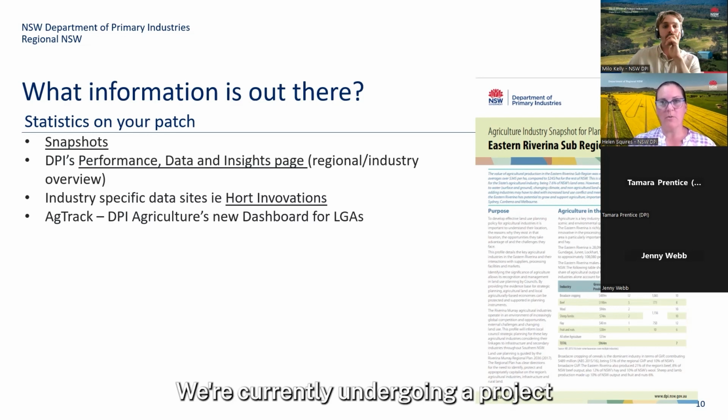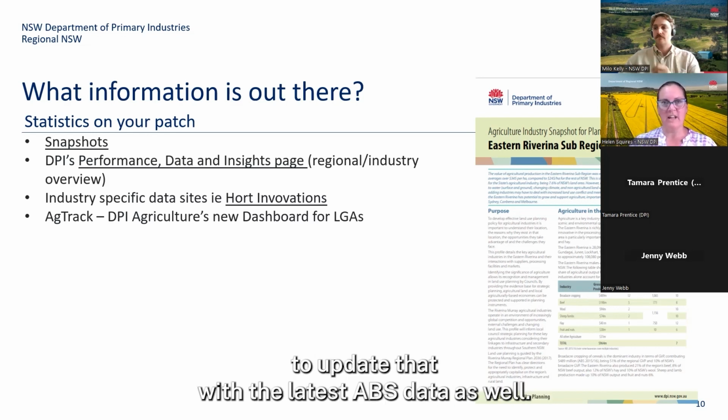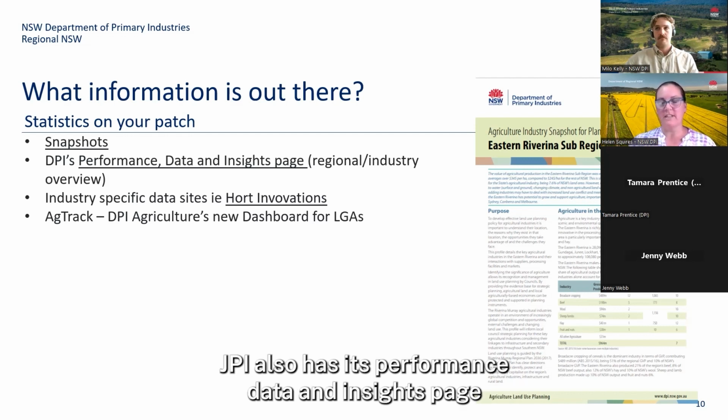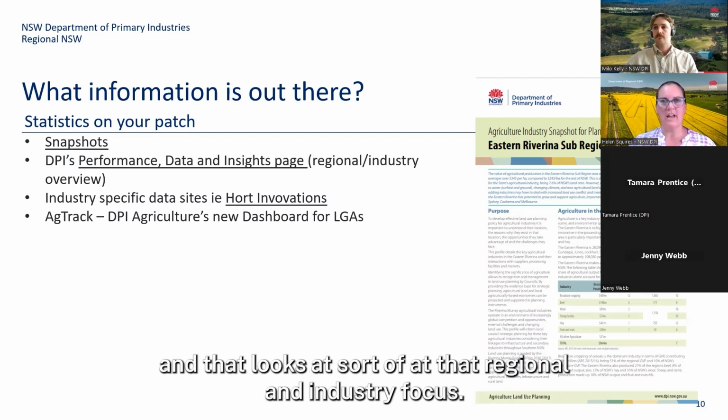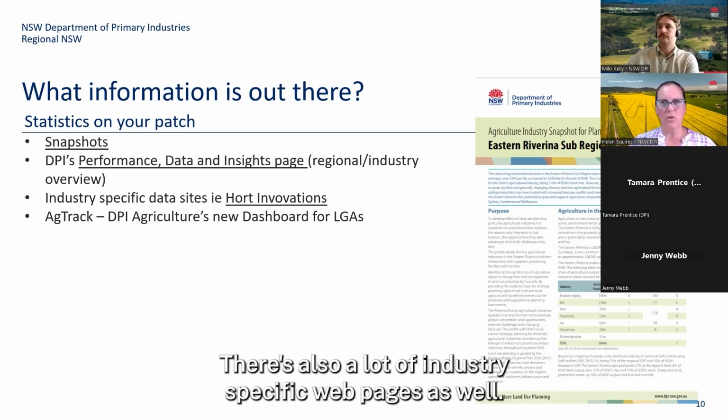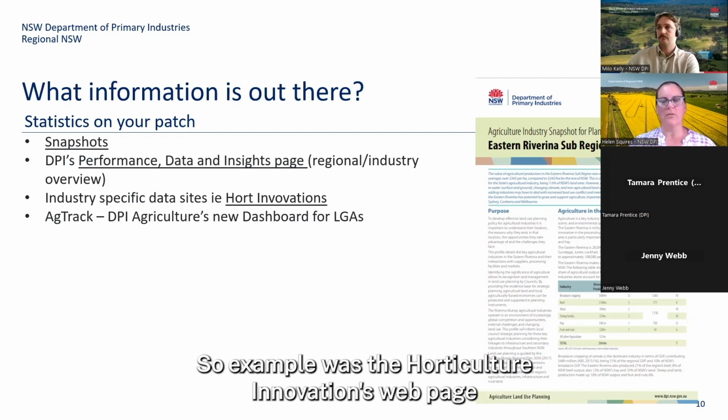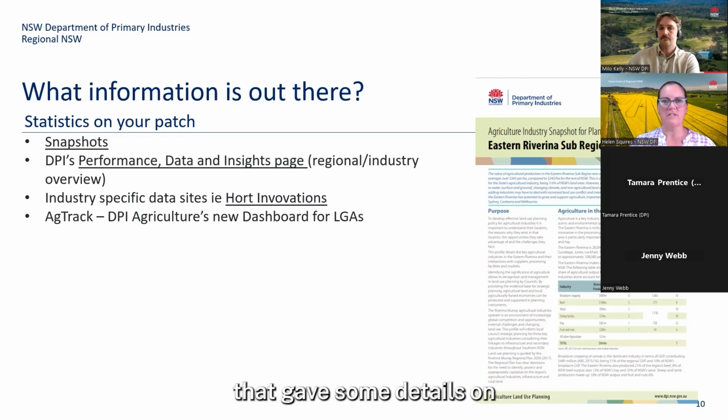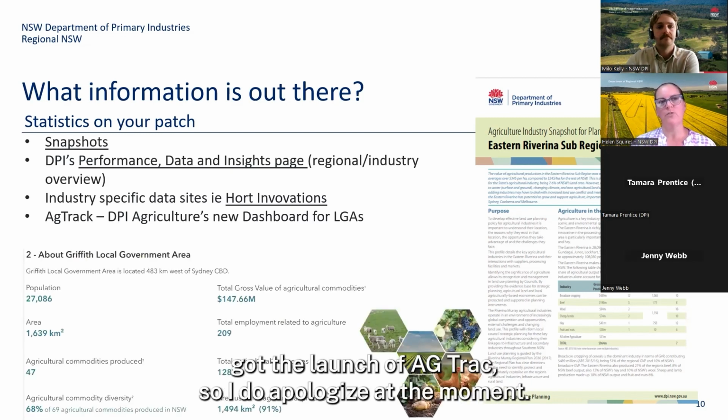We're currently undergoing a project to update that with the latest ABS data as well. DPI also has its performance data and insights page, and that looks at that regional and industry focus. There's also a lot of industry-specific web pages as well. An example was the Horticulture Innovations web page that gave some details on particular hort industries. And also, as Marla said, we've got the launch of AgTrack.